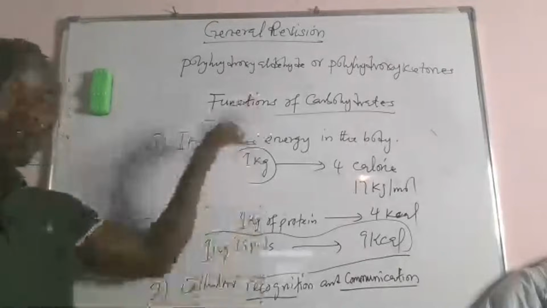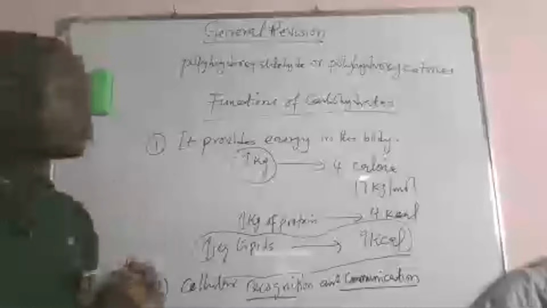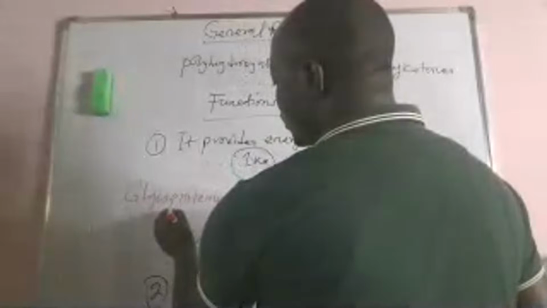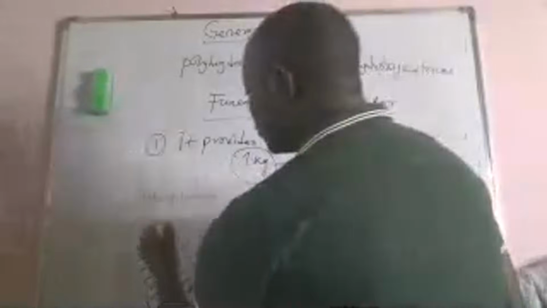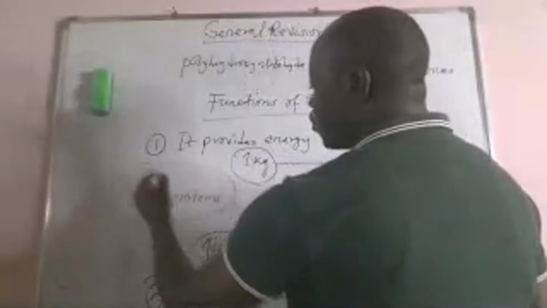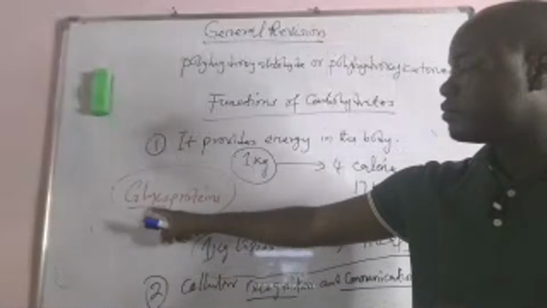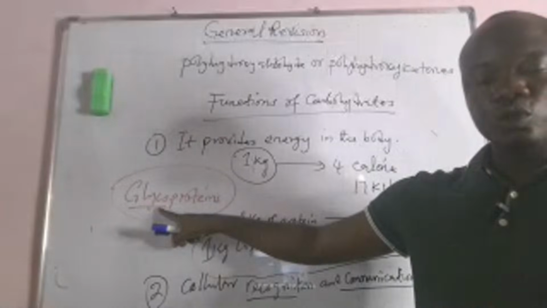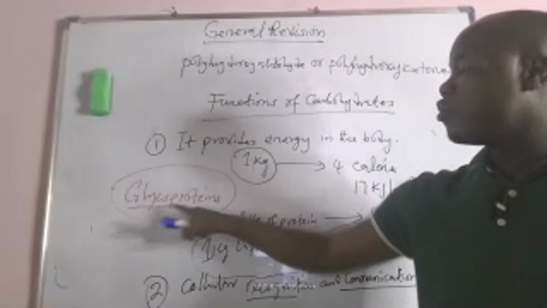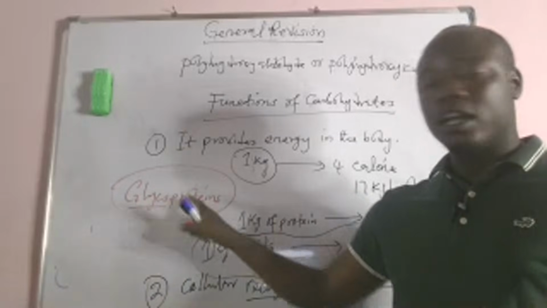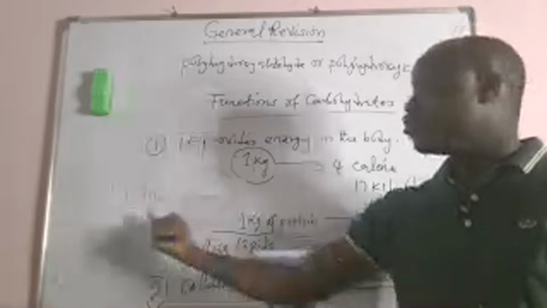By glycoproteins on the surface of the cell. Glycoproteins, and examples of this. So glycoproteins, of course, when you said glyco, it means what? Glyco means sugar. So glycoproteins means a combined form of sugar and proteins together. So that is what they call glycoprotein.